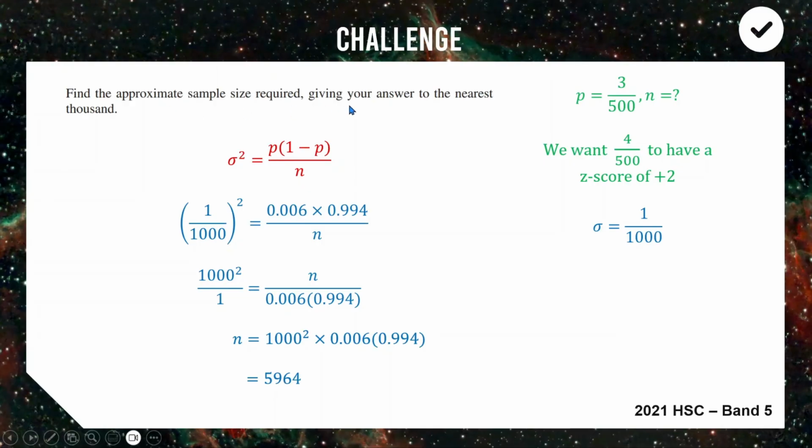The question asks us to give our answer to the nearest 1000. So the nearest 1000, we're going to say, very good. If our sample size is 6,000, then this gives us a standard deviation of 1/1000th, which makes 4 out of 500 have a z-score of 2, which means the probability of being above this is only 2.5%, and there's the question done. So that's how hard these questions can get in the HSC, but it just relies on a lot of confidence with the formulas, a lot of confidence with the bell curve, and a lot of confidence with just the concept that's happening. The band 5, band 6 questions in the HSC are never going to be friendly, but that's how we tackle one of them.